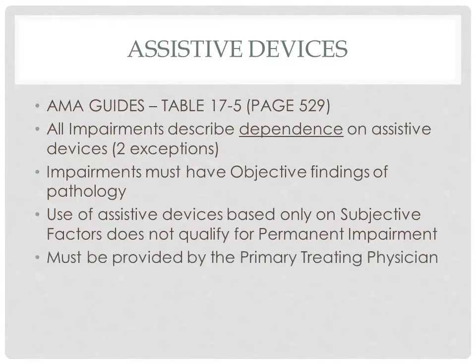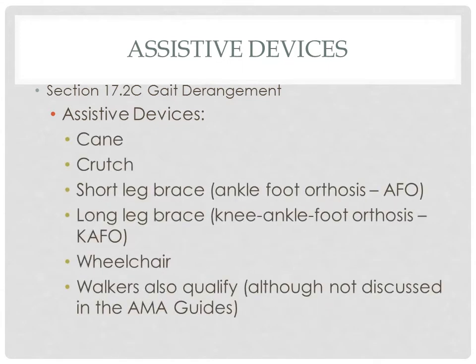In my opinion, and this is not written anywhere in the guides, in order to qualify for consideration for permanent impairment due to gait disturbance under Section 17.2c of the guides, any assistive device must have a written prescription or must be provided by the primary treating physician or other consulting specialists. Also, the assistive device, in my opinion, must be properly fit for the patient's condition and body habitus, and the patient must be properly instructed on the care and use of the assistive device.